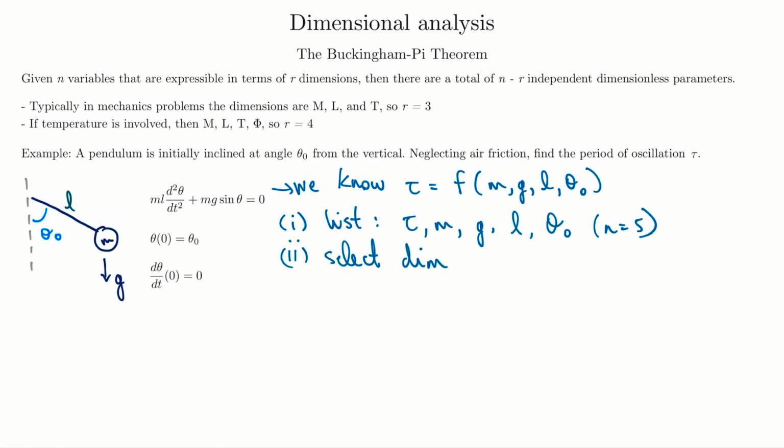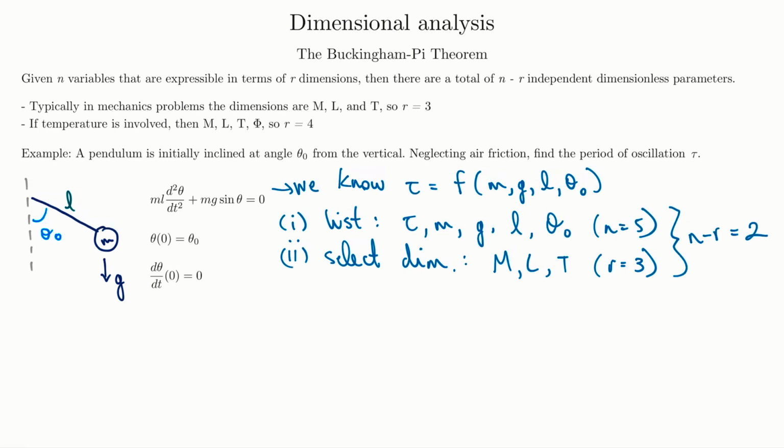Buckingham-Pi tells us n minus r. So we have 5 minus 3, where 3 is our M, L, T. And so we're going to have 2 dimensionless parameters that govern this equation. All right, so let's do a Buckingham-Pi analysis. You might have seen this in undergrad. It helps to do this again here so we can all remember what's going on.